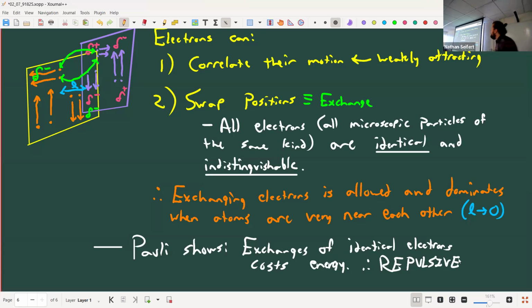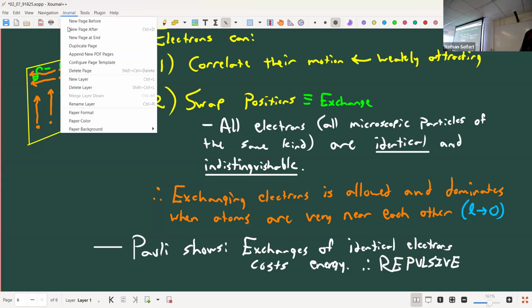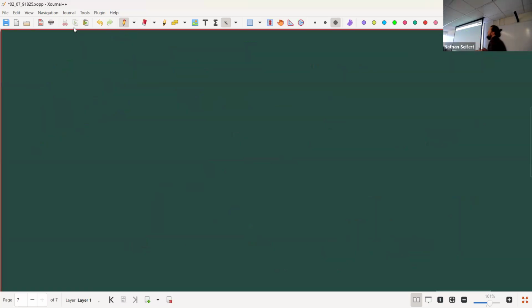Now, as we'll learn next semester, there are certain types of particles that don't have this repulsion. Right? There are some particles that do have this exchange repulsion and some that don't. So that's not really a worry about this class right now. Okay, so those are our four forces. So let's put them all together and put them in context.